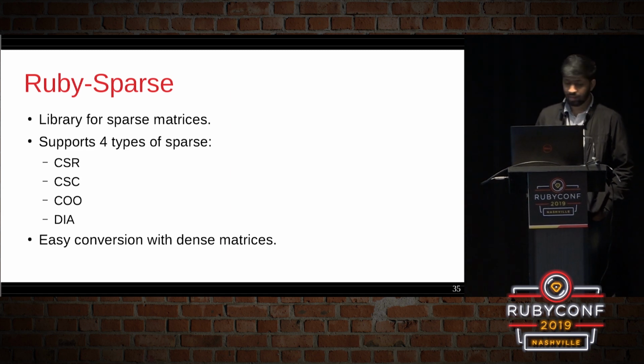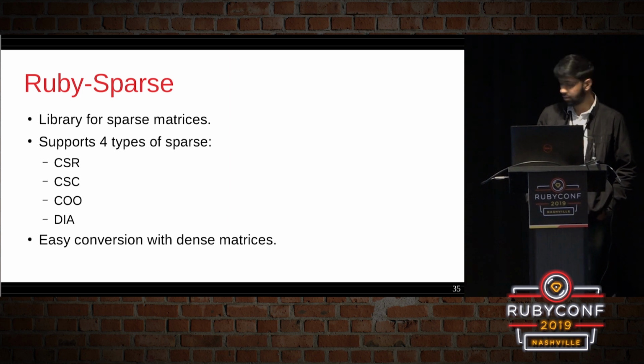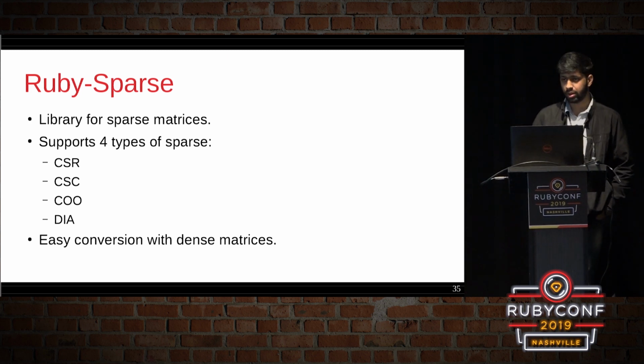So this library was started a month ago, and we aim to make it a complete sparse solution for all your sparse needs. It currently aims to support these 4 types of sparse matrices: compressed sparse row, compressed sparse column, coordinate list, and diagonal. Also, there is a need for easy conversion between dense matrices. So obviously, we have implemented the interface to N-matrix and NUMO NArray, so you can easily use those libraries with this one.